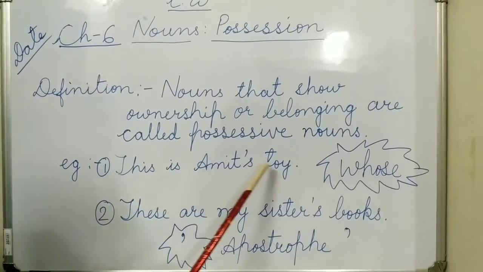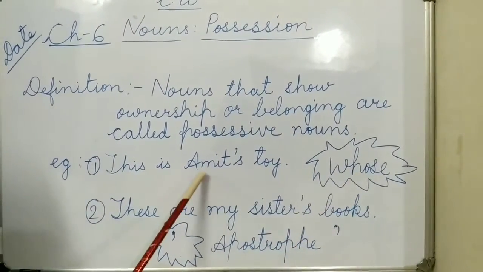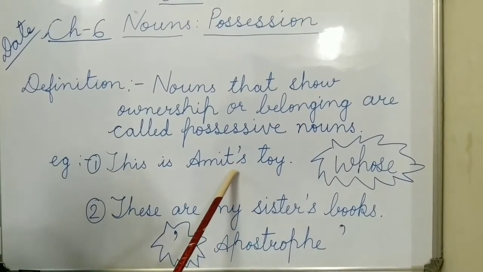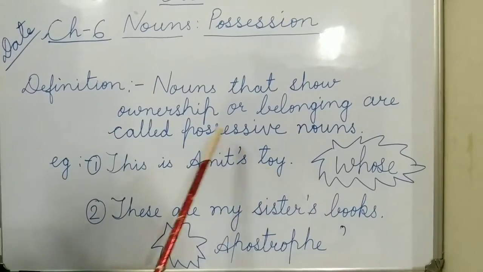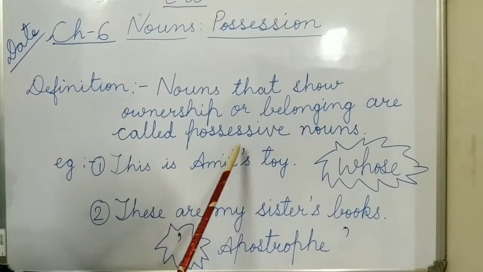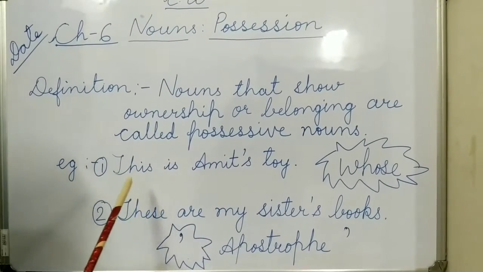This is Amit's toy. Let us ask the question, whose? Whose toy is this? This is Amit's toy. Amit is the owner of this toy. This toy belongs to Amit. We use apostrophe after a noun to show belonging.